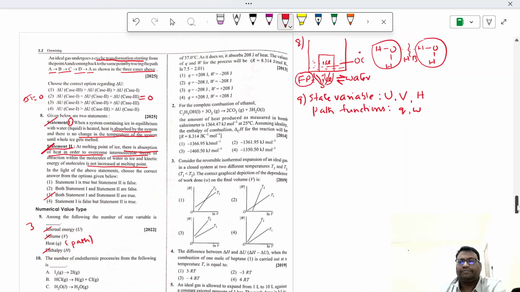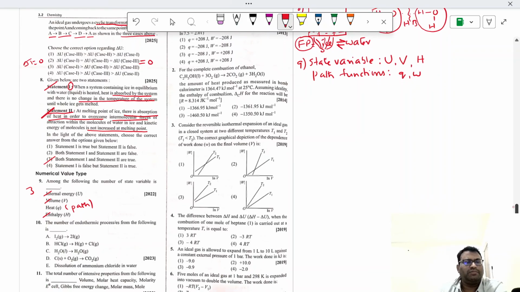Next, coming to question number 10. The number of endothermic processes from the following is: I2 gas is converted into 2I gas. I2 here is in the form of a molecule, whereas it is converted into I atoms. If a molecule is to be converted into atoms, then you have to supply energy to break this bond. When you supply energy, that is an endothermic process. So A is an endothermic process.